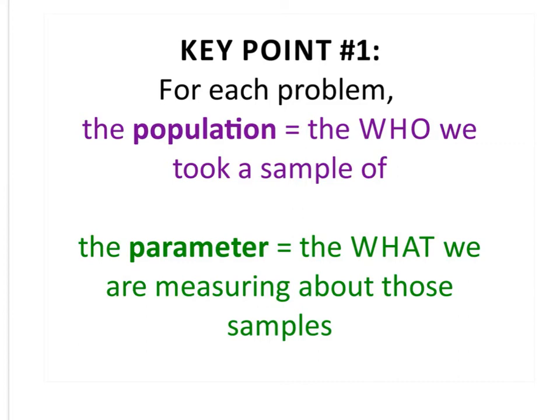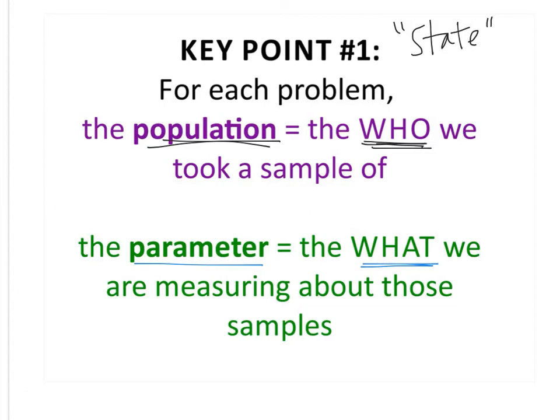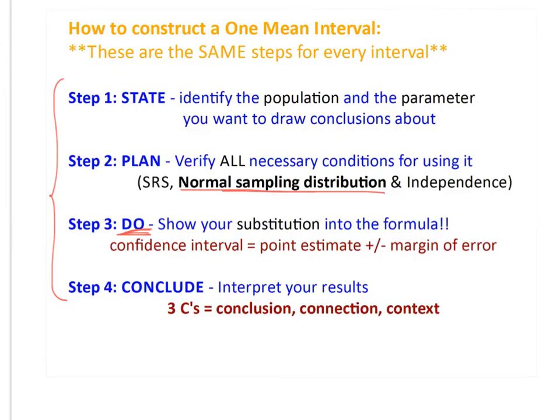So we're going to start off today with the key point number 1. The key point says for each problem, the population is the who we took a sample of. So population is the who we took the sample, but the parameter is the what we're measuring or what we're estimating about that group. So this is actually the state step.